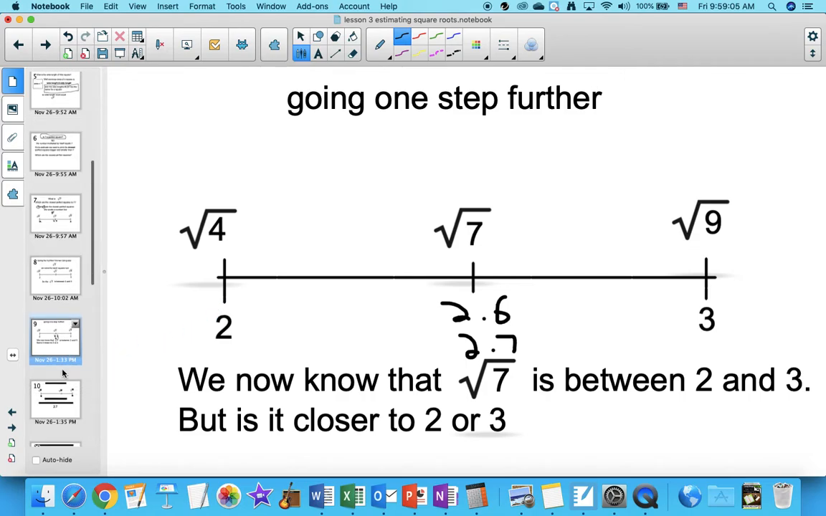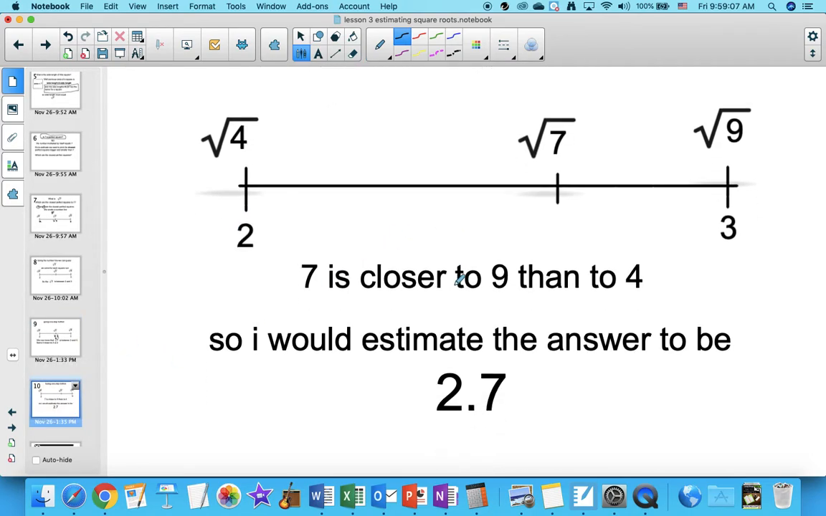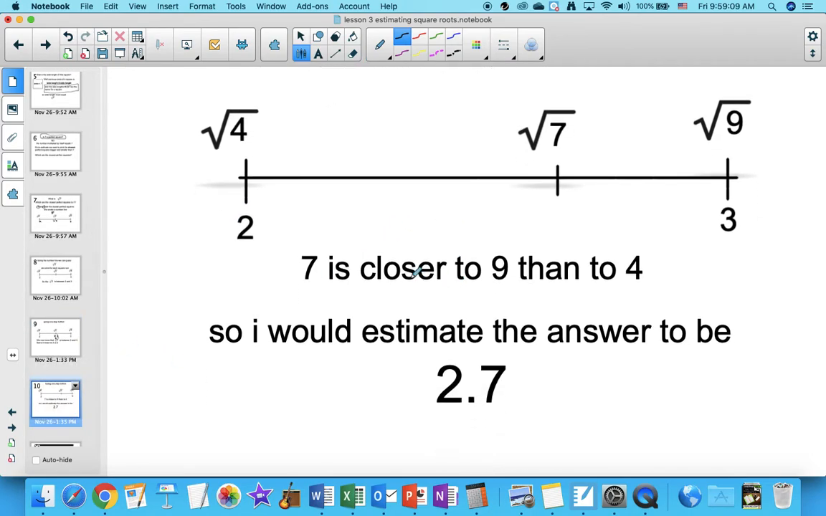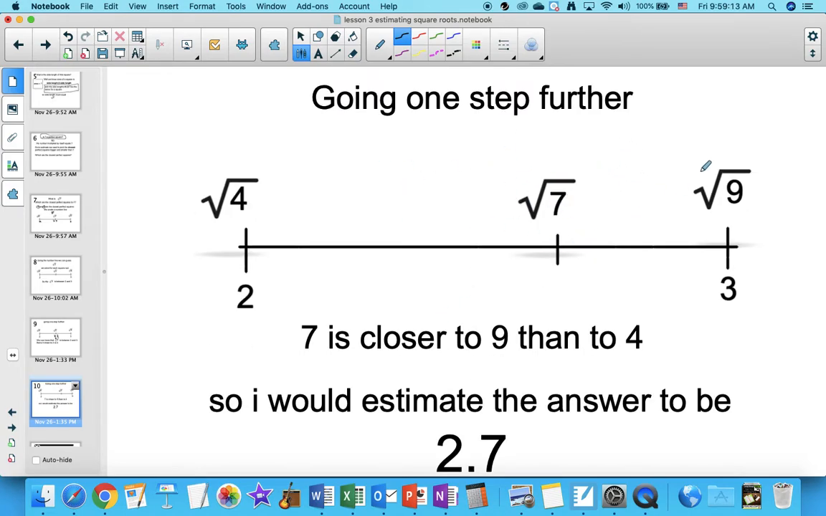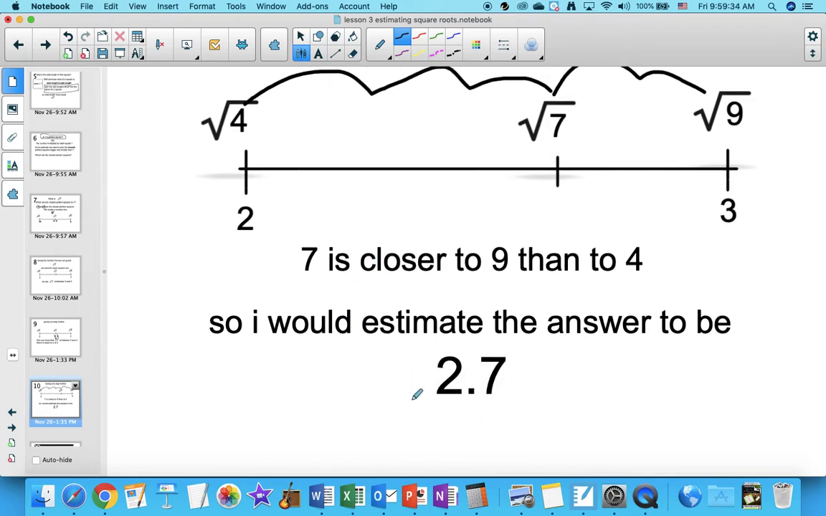Okay. Well, 7 is closer to 9 than it is to 4, right? So the number line should look more like this. So that 9, 8, 7, but this is 4, 5, 6, 7. It's closer to the 9, which means if I'm going this way, it should be past 2.5, which is in the middle. It's closer to 9, so it has to be higher than 2.5. It's more than halfway. So I would estimate the answer to be around 2.7.